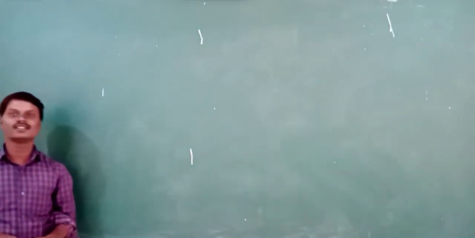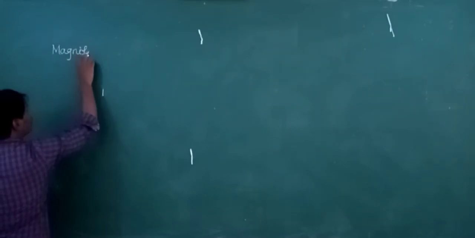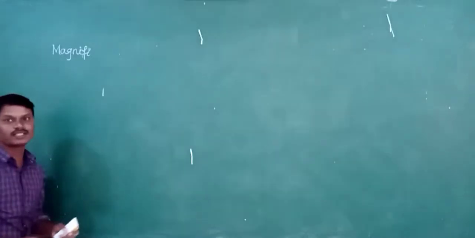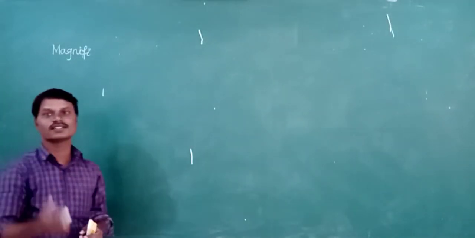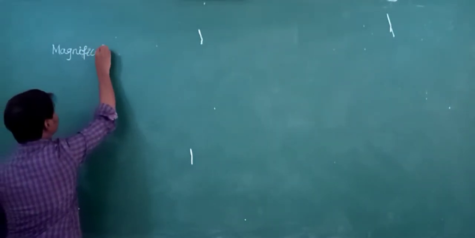Magnification produced by lens. What do you mean by magnification? It is nothing but the comparison of size of image and size of the object. Magnification produced by lens.